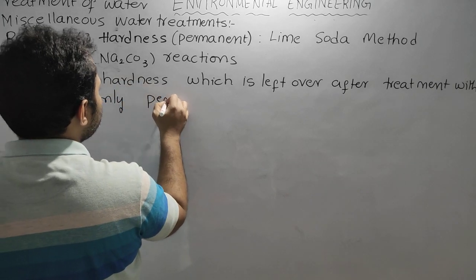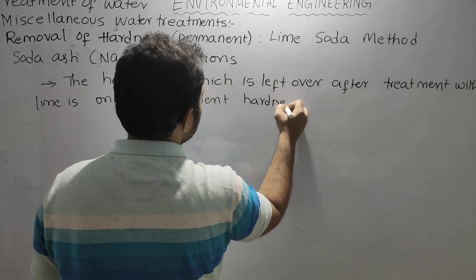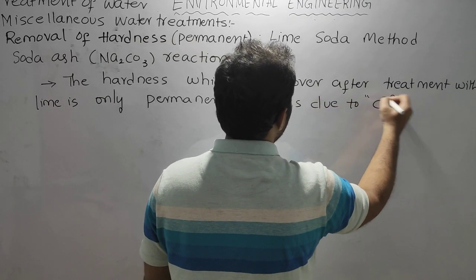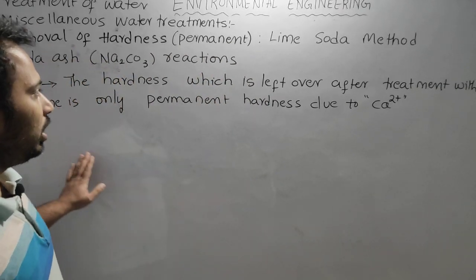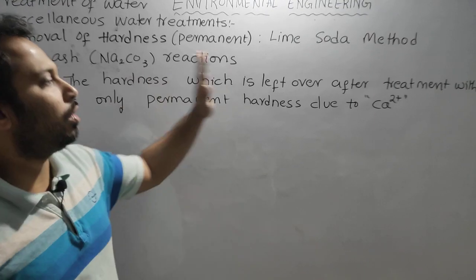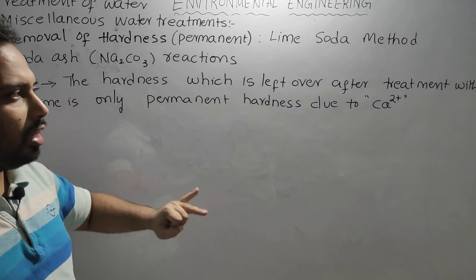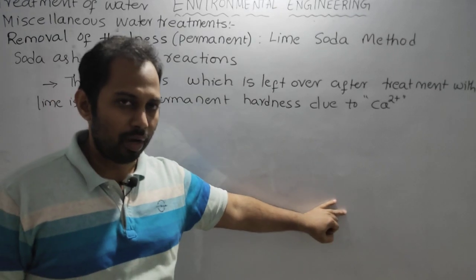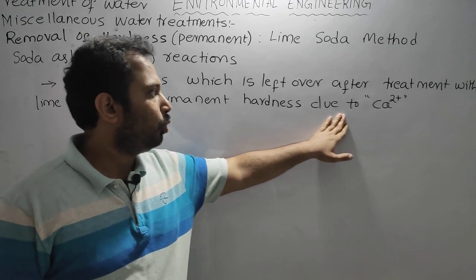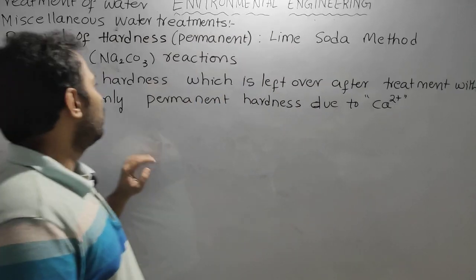Only permanent hardness due to calcium. The magnesium permanent hardness is removed in the form of a precipitate, and that hardness is converted into the form of calcium. So in the water, temporary hardness is removed and the magnesium's permanent hardness is converted into calcium's permanent hardness. And now in water, what is present? Only the permanent hardness due to what? Due to this Ca2+. Okay. Now how to remove that?